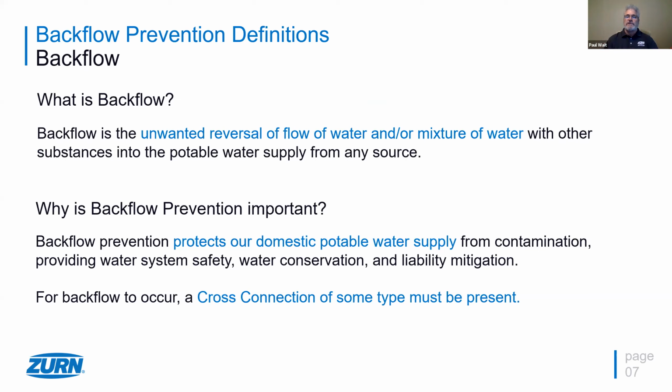So backflow prevention is very important because it protects our drinking water, our potable domestic water supply, from contamination, and it also provides water conservation. If a water line breaks or something like that and they issue boil water orders, or if there's a backflow incident and there's a contamination situation that occurs, they've got to flush the entire line, so there's a lot of water wasted in those situations. But also liability mitigation. It's a very big thing.